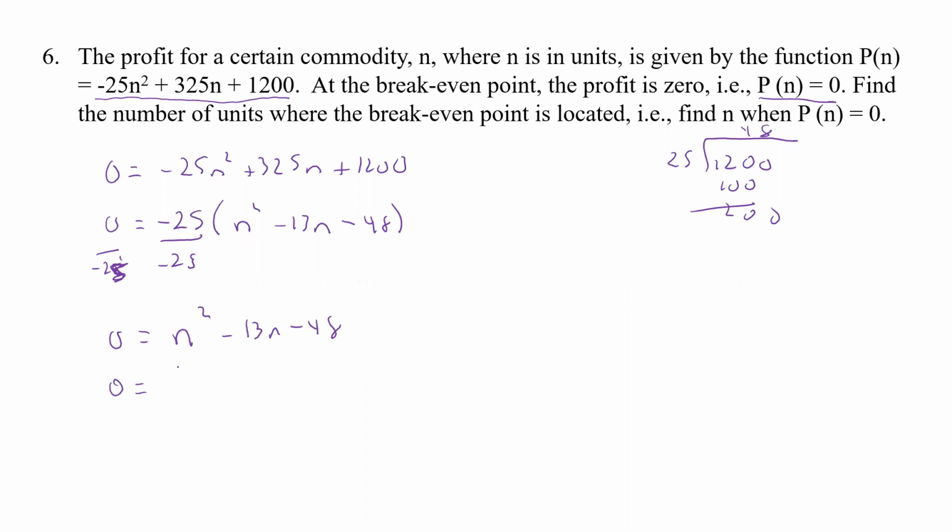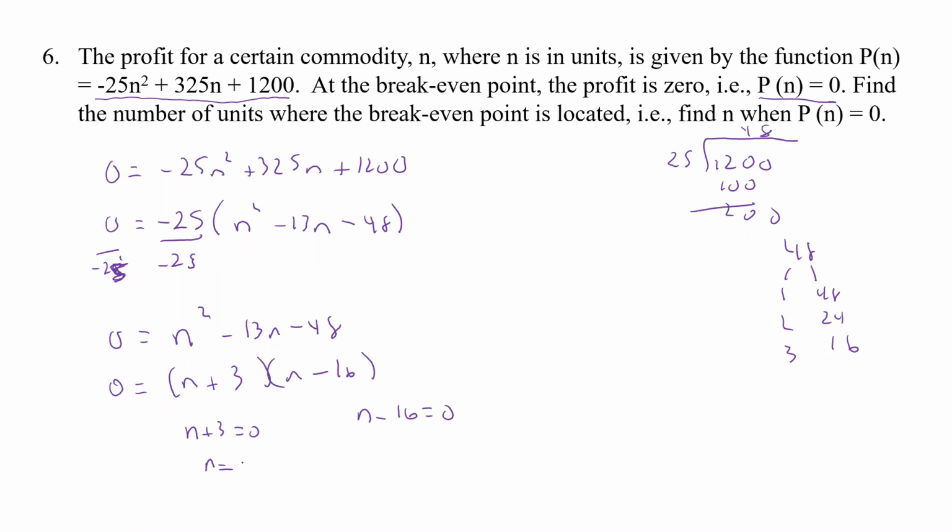So what two factors of 48 subtract to give us 13? And the larger is going to be the negative. Well, here we have 48, so it's going to be 1 and 48. Those don't work. 2 and 24, that doesn't equal 13. 3 and 16, that gives us 13. So we want the larger to be negative, so that's 16, the smaller to be positive. That works. So here, n plus 3 equals 0, or n minus 16 equals 0.